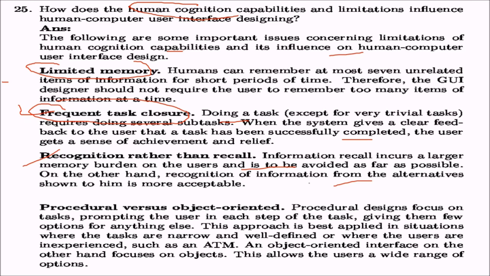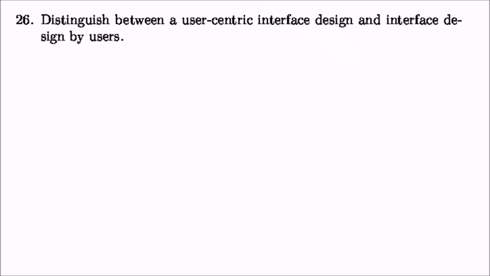Then procedural versus object-oriented. Procedural designs focus on tasks, prompting the user at each step, like you use in an ATM, giving them few options of anything else. This approach is best applied in situations where the tasks are narrow and well defined, where the users are inexperienced, like in an ATM, as I just suggested. But object-oriented interfaces, on the other hand, focus on objects. This allows the user a wide range of options which can be made available to him.